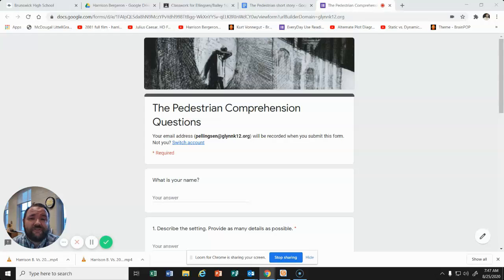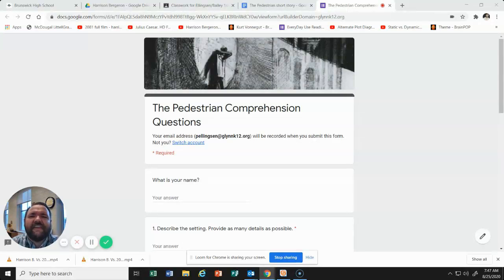This is the first of our Ray Bradbury stories, and I've got to tell you, it's a really good one. So the first thing you're going to need to do is to actually read our story. Our story today is called The Pedestrian. So I'd like you to pull up The Pedestrian, and I'd like you to really read it carefully. Start thinking about some of those things we've already talked about. Ask yourself, who's the main character? What's the setting? What's the plot?